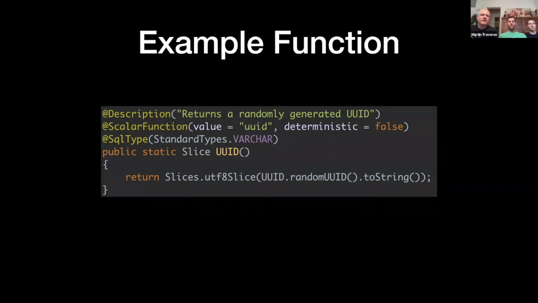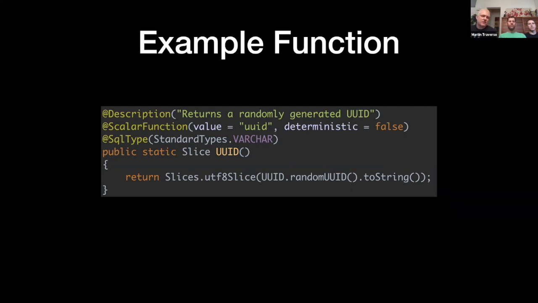So this is an example function. I just pulled this out of the code base. This is a function named UUID, and it's returning a random UUID. As you can see, there's a description, which is printed when you show functions. There's an annotation that says this is a scalar function. Value is the name. Actually, I don't know why we're saying that, because the default name is to just lowercase everything. That's because we have the deterministic flag there. You have to specify it. Yeah. And this is not a deterministic function because it's random, which is one of the options for it.